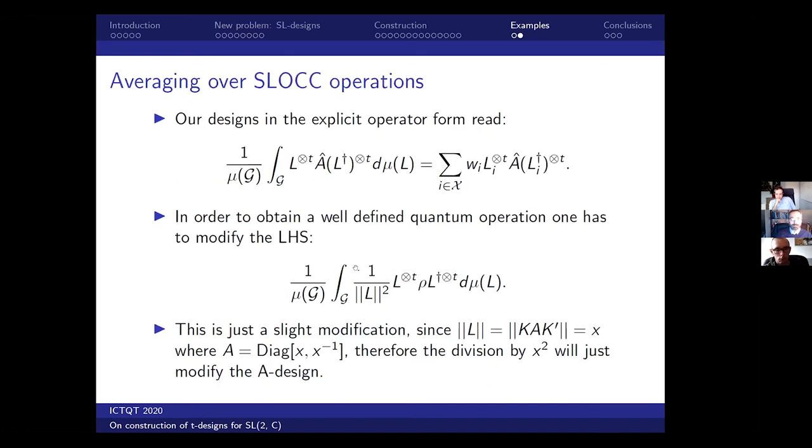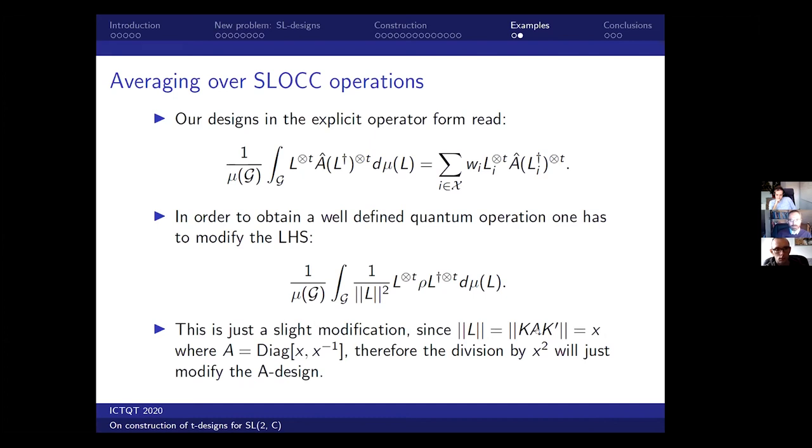And now I will come back to one of the original motivations that I have given to you, namely the averaging of quantum states over these SL operations. As I said, such an abstract form of the design cannot be straightforwardly applied to averaging of quantum states because it's a trace-increasing operation. We need to normalize these SL operators, but this is not a problem.